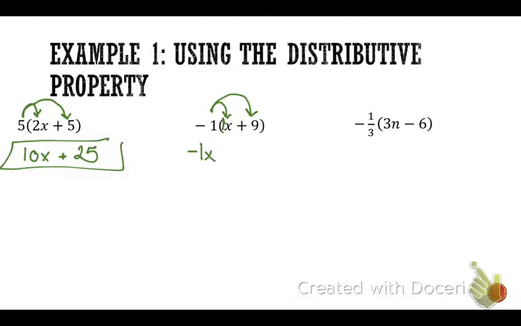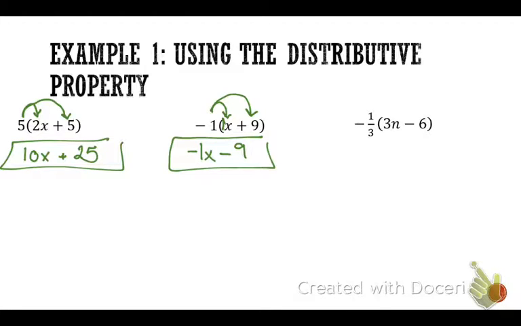Now look here, -1 times positive 9. What's -1 times positive 9? Hold up how many fingers? 1 negative. So what's my answer going to be? -9. So do you understand why there's a subtraction sign in front of the 9? If you had told me it was supposed to be positive 9, you would have written plus 9. So -1x minus 9.